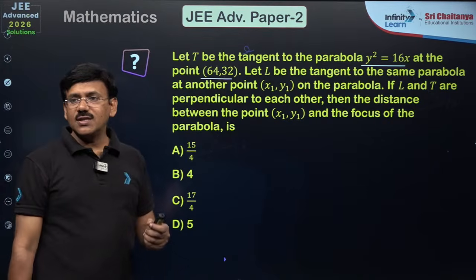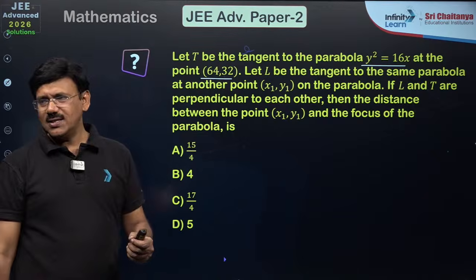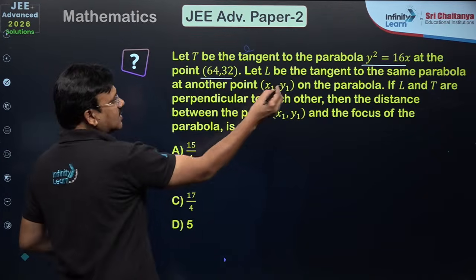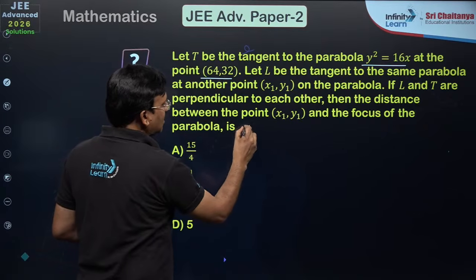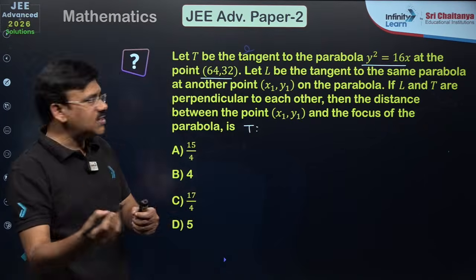You see, dear students, this question is very easy, I can say. Since this is the parabola, it is a point on this. The tangent equation T is nothing but just apply S1 is equal to 0.